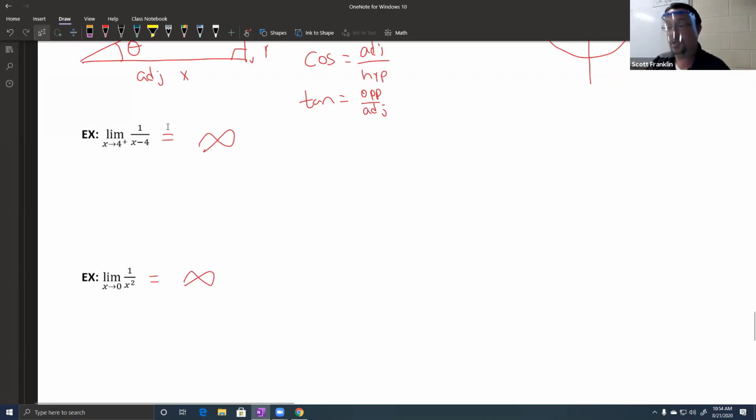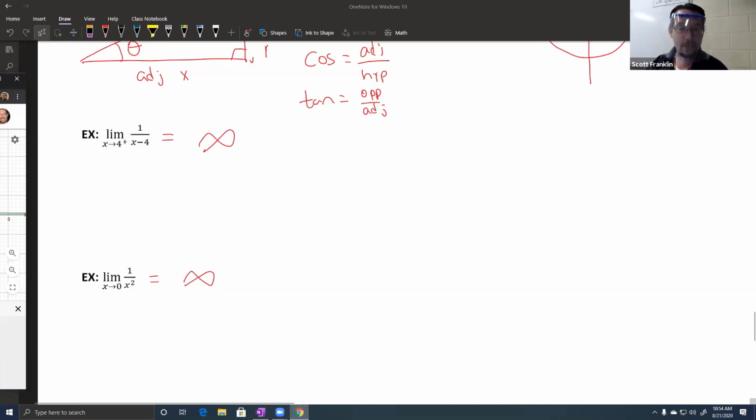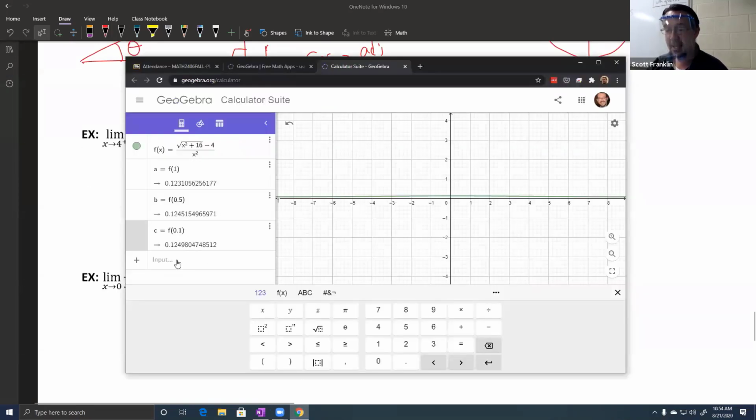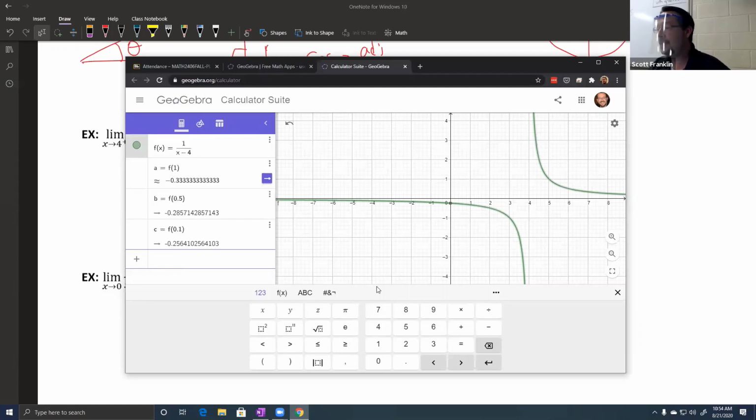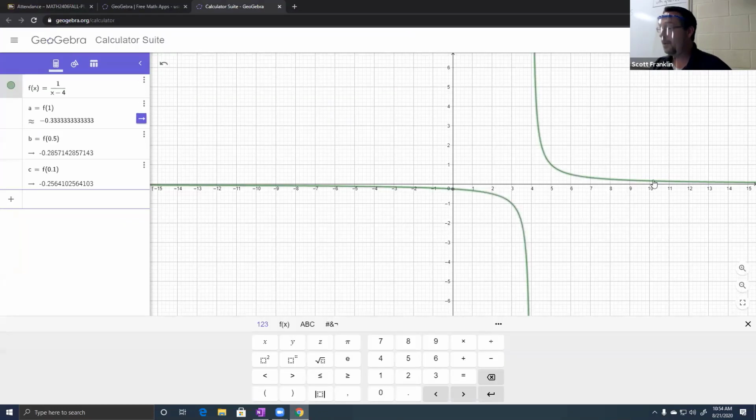Okay, and just for funsies, you could go plug these into Desmos or GeoGebra and see what the graph actually looks like. I'll do one of them, not both of them, and then that's where we'll stop. If I were to plug in here, f of x equals 1 divided by x minus 4, enter, you can see the picture right there. And what happens when you come in from the right to 4, blows up.